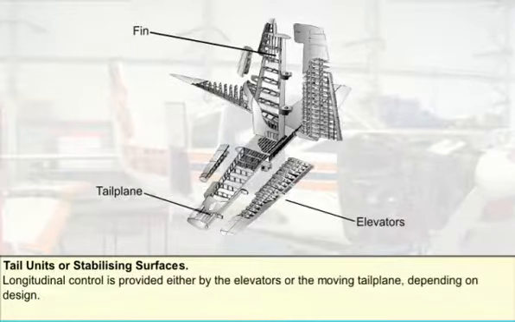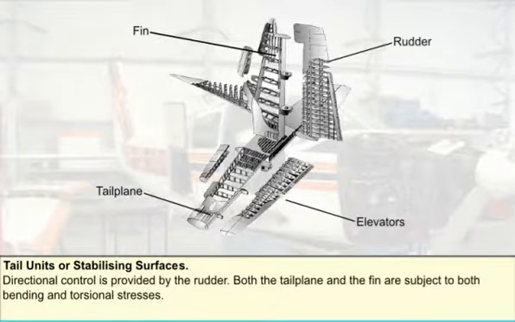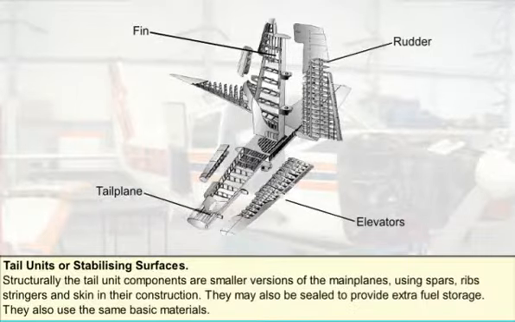Longitudinal control is provided by either the elevators or the moving tailplane, depending on design. Directional control is provided by the rudder. Both the tailplane and the fin are subject to both bending and torsional stresses. Structurally, the tail unit components are generally smaller versions of the main planes, in that they use spars, ribs, stringers and skin in their construction.